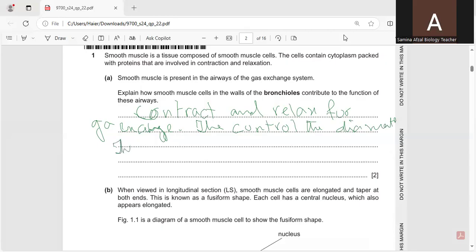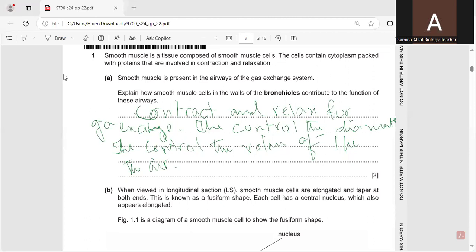So they also control the volume of the air which is flowing in and out of the alveoli or the bronchioles. In this way, these smooth muscles help a lot by reducing or increasing the diameter. Secondly, they also control the movement of the air into and out of the alveoli. So in this way, they are very helpful. Next question, part B.